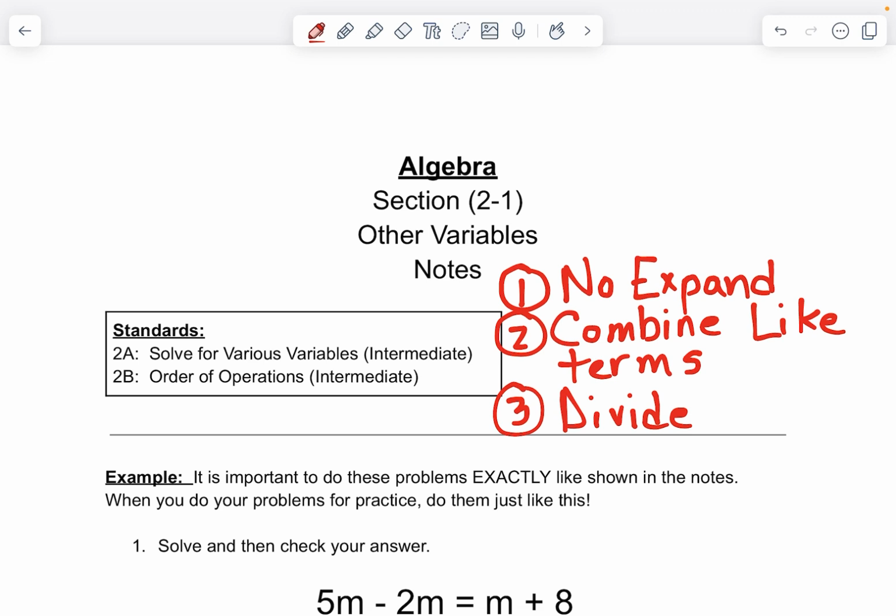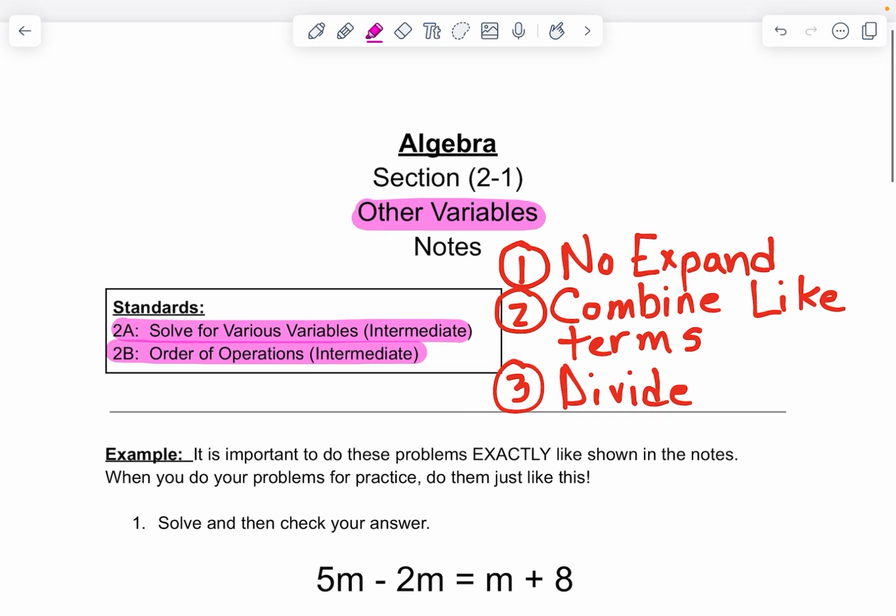In chapter 2, we have a couple of standards. One is solve for various variables. And another one is order of operations intermediate. So notice that we're going away from the basic, it's becoming more involved. And I'm also going to introduce some different variables. So you're not going to just see an X. You could see a Y, an M, a Z, a P, a Q. We're going to grab different variables.